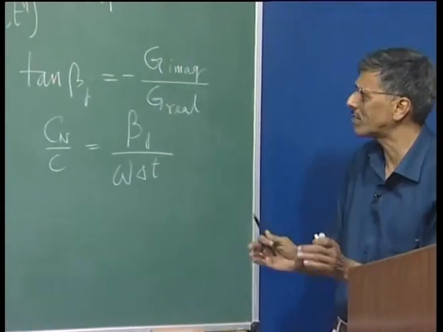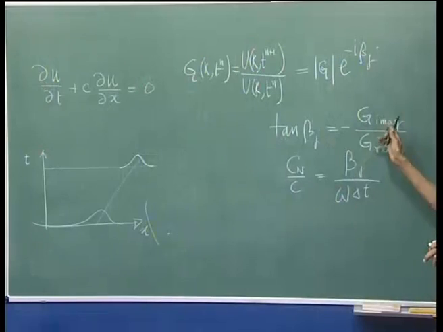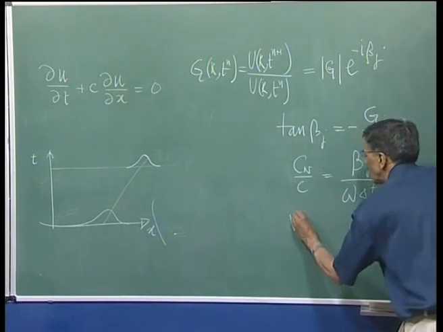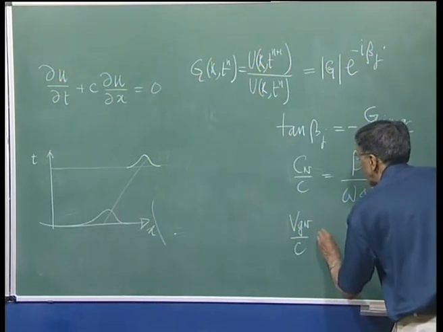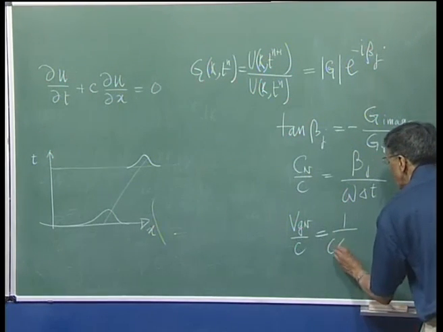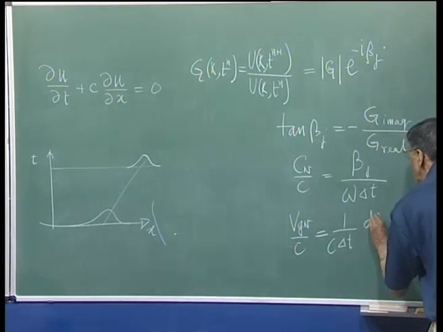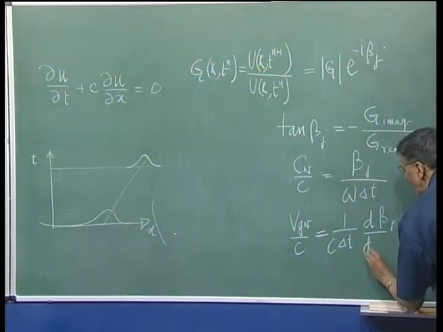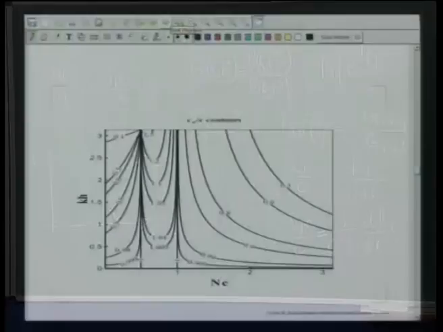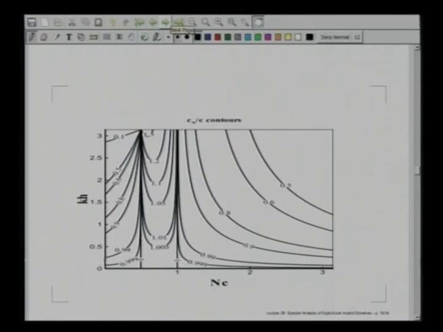So, the basic task is: choose your numerical algorithm, obtain the value of G, collect its real and imaginary part, and obtain Cn by C. The same way you can also get your VGn by C, that should be equal to 1 by C delta t times d beta j dk. This is what we have discussed when we were talking about hyperbolic equation.